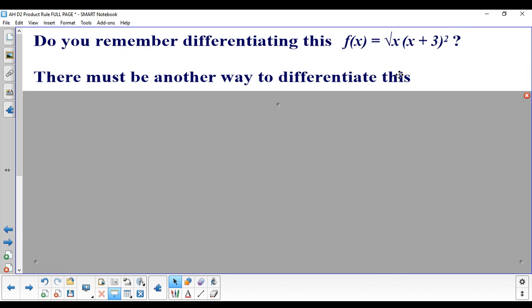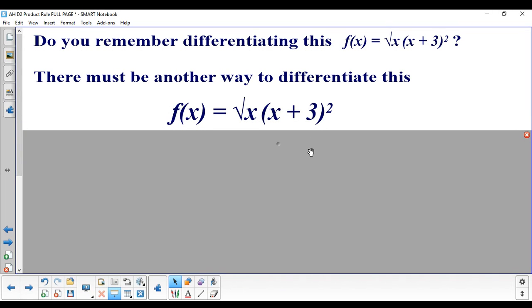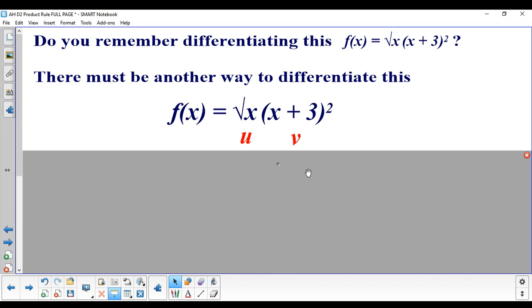So let's go back to this one then, because this one had 10 lines of working and it was root x and (a) squared. So you can see this one is more complicated. So what would your U and your V be? The first one would be U and the second one would be V.